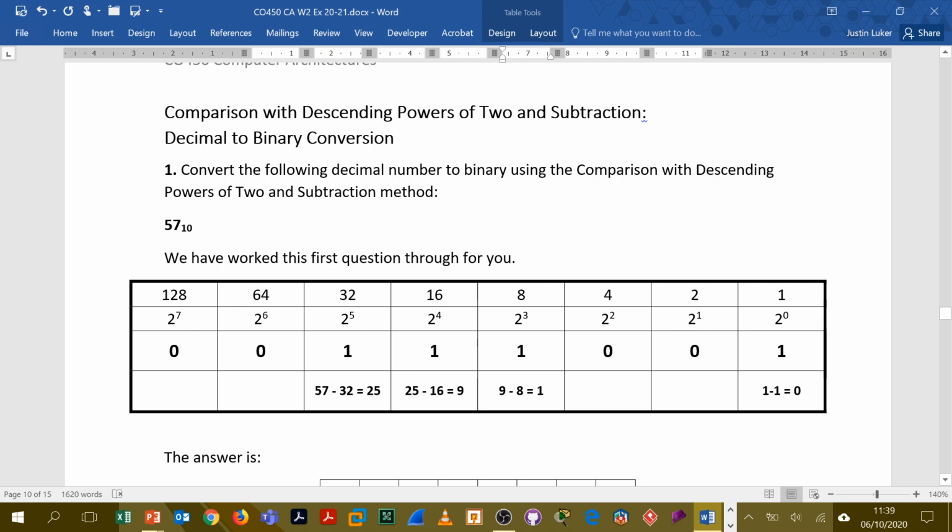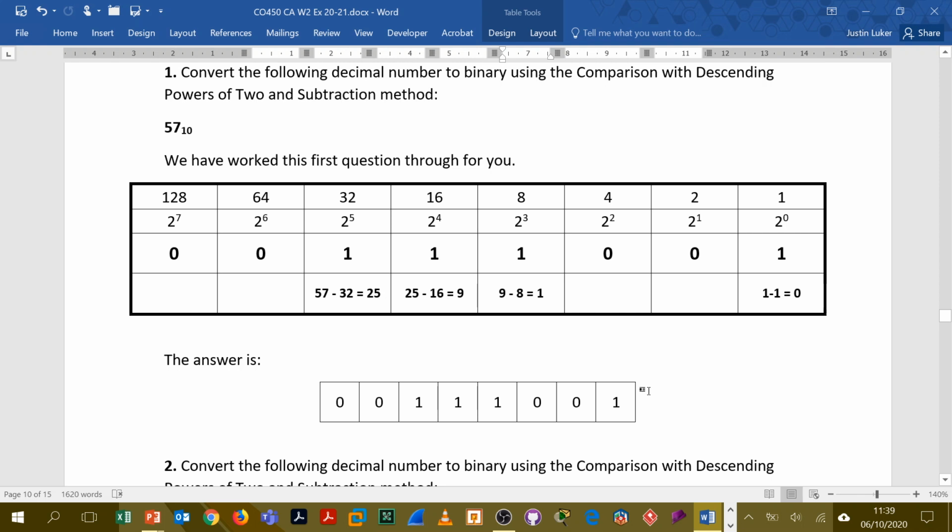So we just put 1 there. And then that left us with 9. 8 means we can minus that. So again, we put a 1 here. It's left us with 1. And then we can see that 4 and 2 are bigger, so we put 0, and then 1 take away 1 is 0. So that leaves us with 0, 0, 1, 1, 1, 0, 0, 1 as our converted number. Write that.